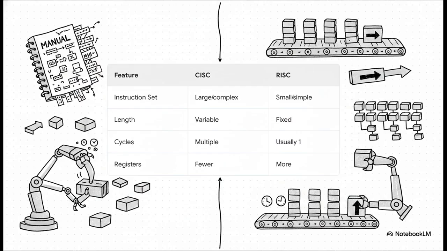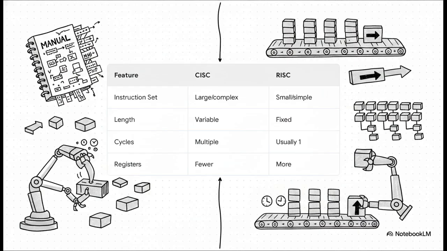On the left, we have CISC, or Complex Instruction Set Computer. CISC tries to do a whole lot with just a little bit of code. Its instruction set is massive and complex, the instructions are all different lengths, they take multiple clock cycles to finish, and the architecture uses fewer registers.